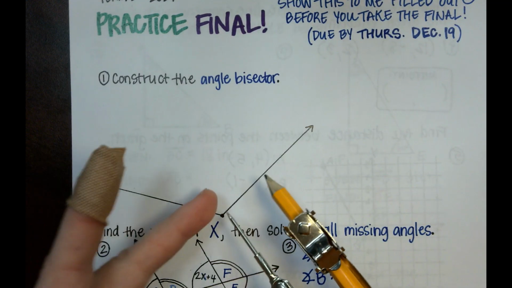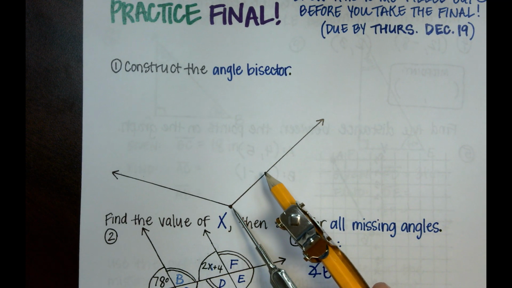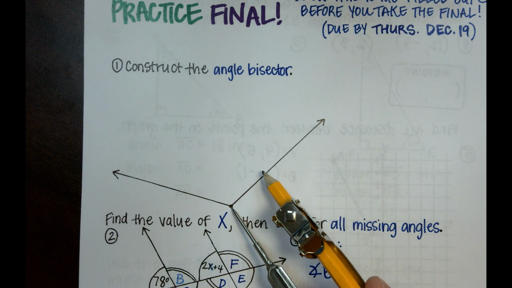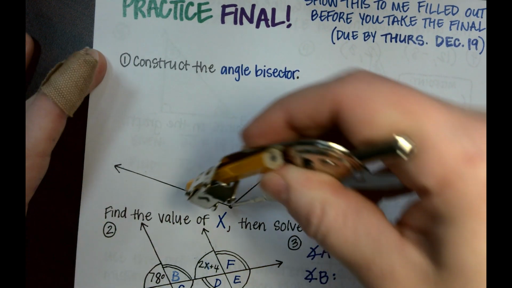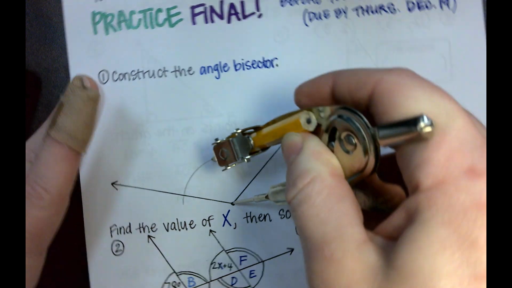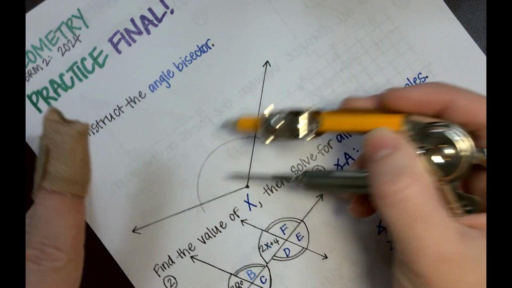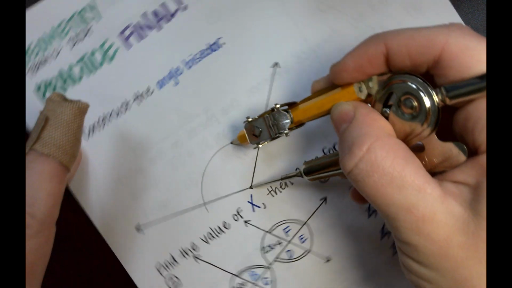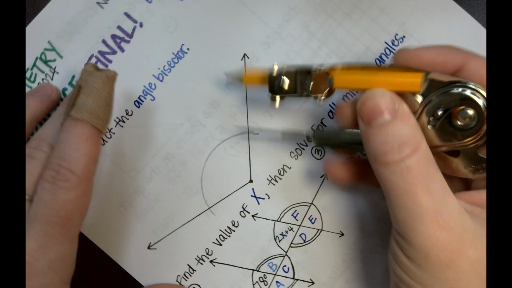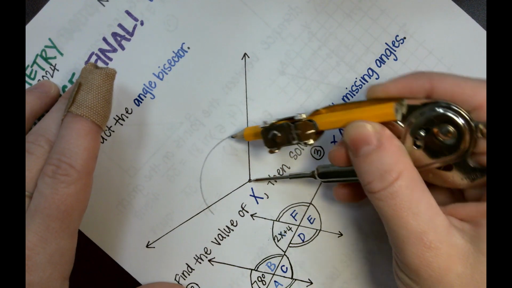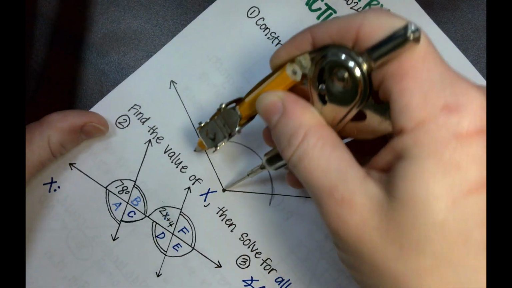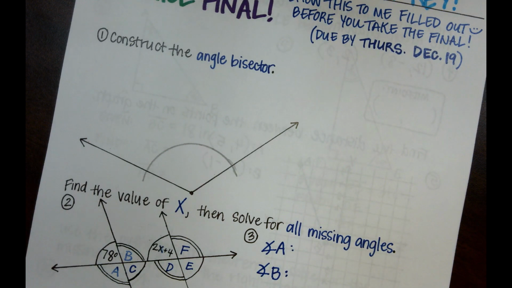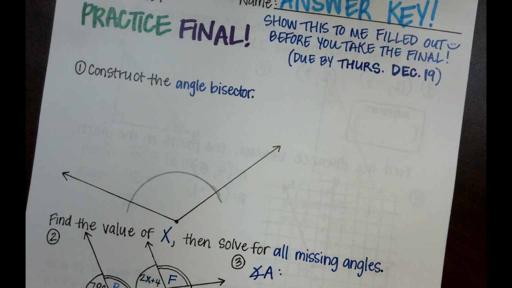And do you remember where we put the pointy part of the compass first? On the big dot, the vertex. And we're going to start by making an arc that touches both edges of our angle. My goodness, my words today. Okay, so something like this. Perfect.